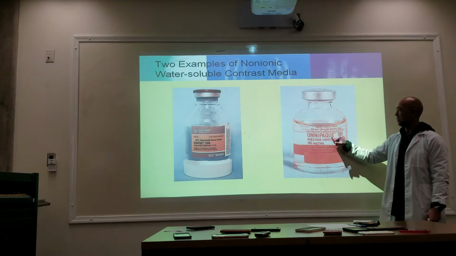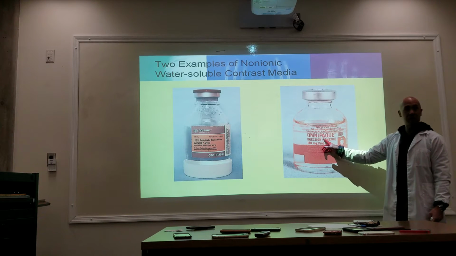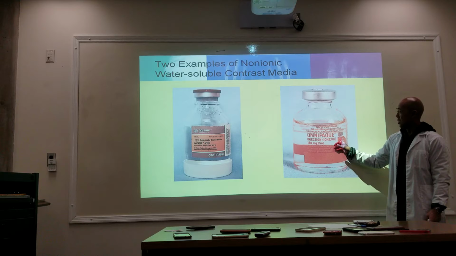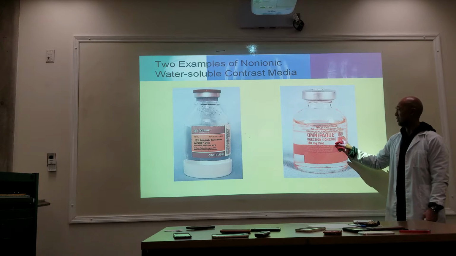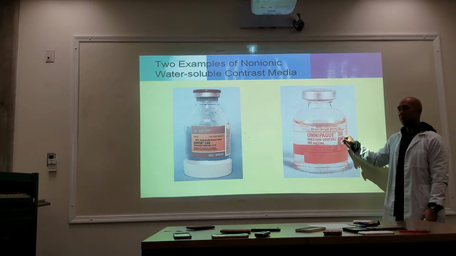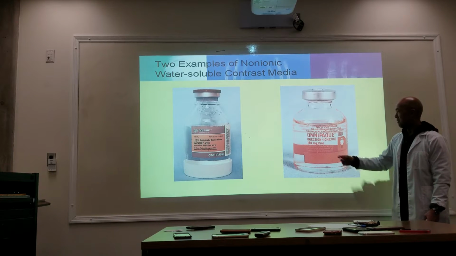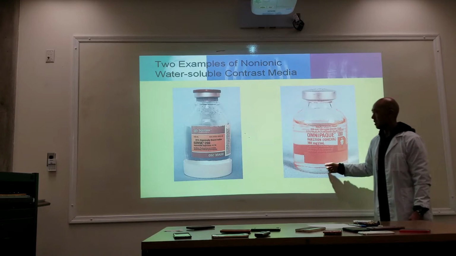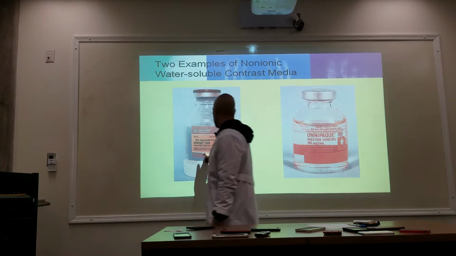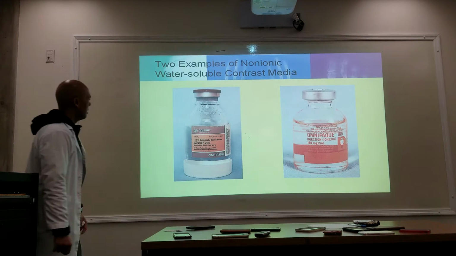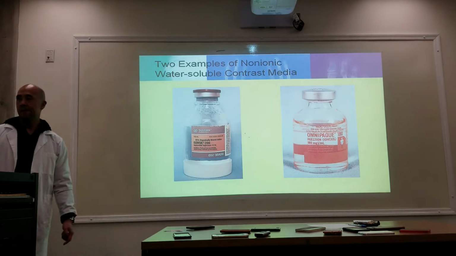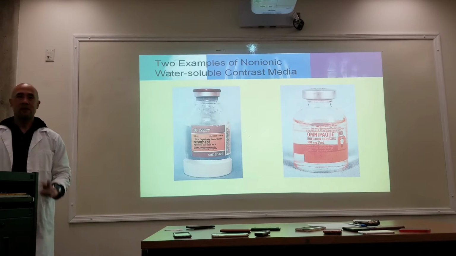Pay very close attention to the concentration. You have the name, you have the concentration. You'll have Omnipaque 180, Omnipaque 240, 300. So the higher the number, the more iodine that it contains. Omnipaque is non-ionic. IsoView is ionic. You don't have to write that down.